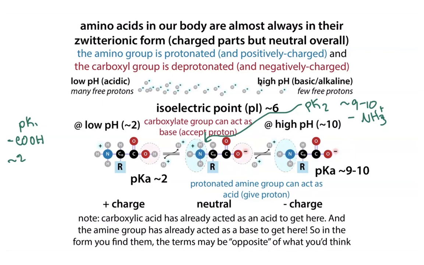If you only have 2 pKa groups, then the PI is simply the average of the 2. Things get more complicated if you have multiple groups, but if you just have 2, it's just going to be the average of them. So if we take the average of about 2 and about 10, 2 plus 10 is 12, divided by 2, that gives us about 6 for our isoelectric point, the point at which something is electrically neutral.